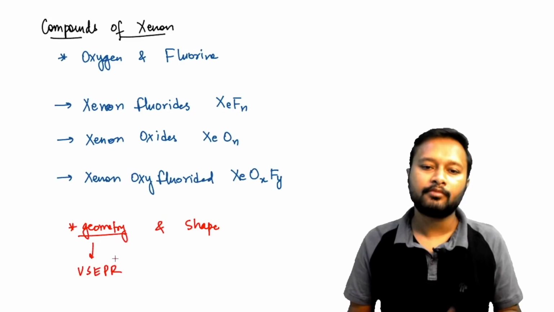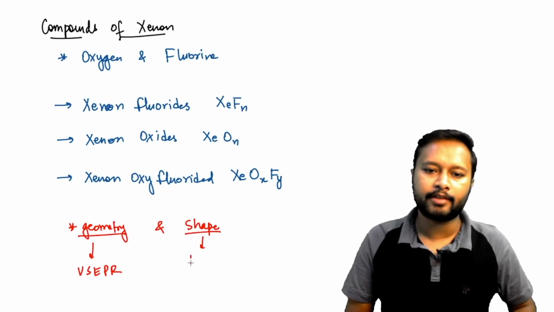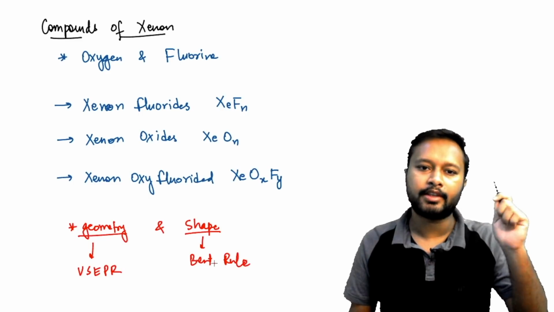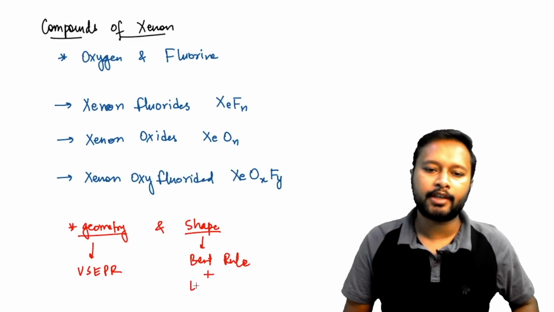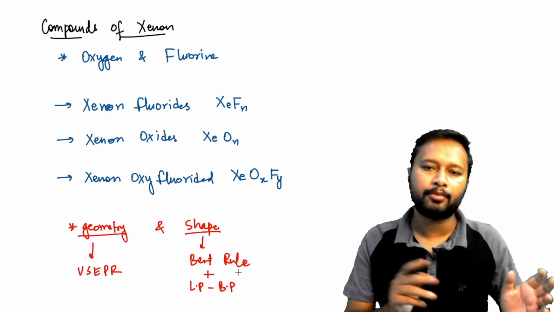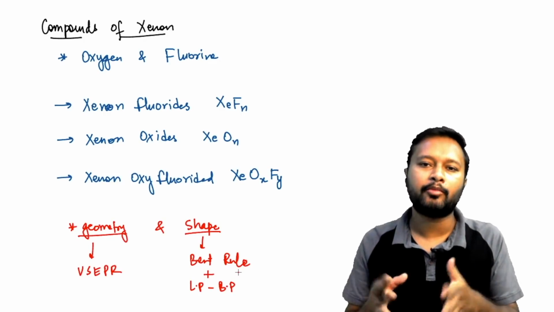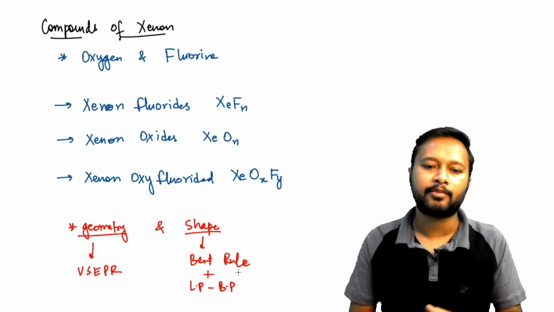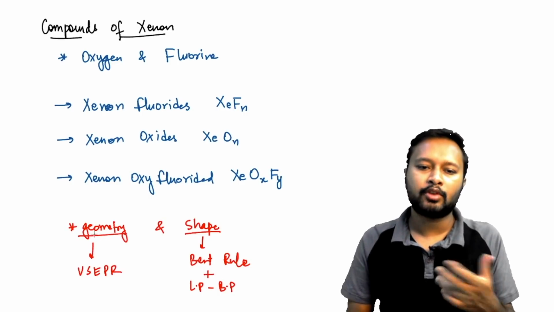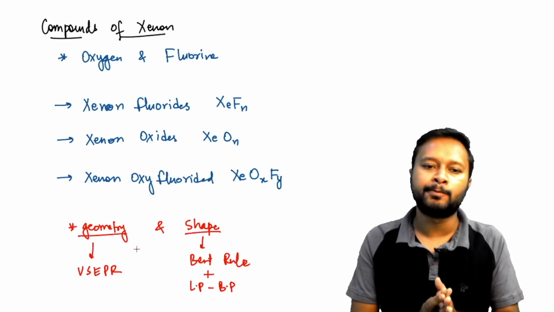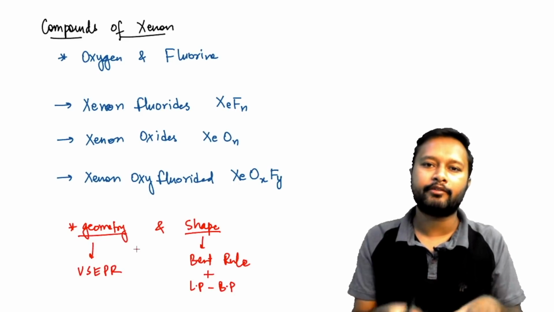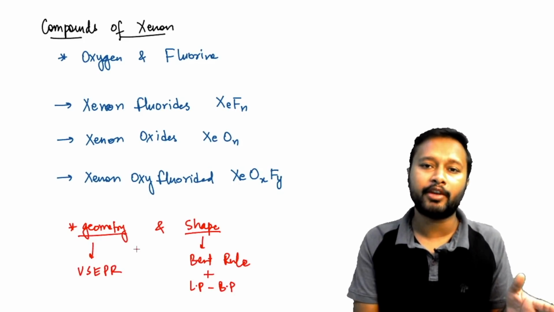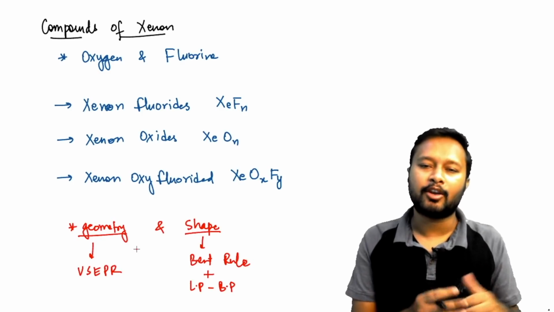For shape, you need to know one more thing, that is called the bent rule. For that also I have a video, and I will pin that in the I button. Plus with the bent rule, you need to know lone pair-lone pair, lone pair-bond pair, and bond pair-bond pair repulsion. The repulsion between the atoms comes under VSEPR only. These two things will eventually give you the shape and the geometry of the molecule. I am not going to discuss that once again, because I already have made videos on those two things.